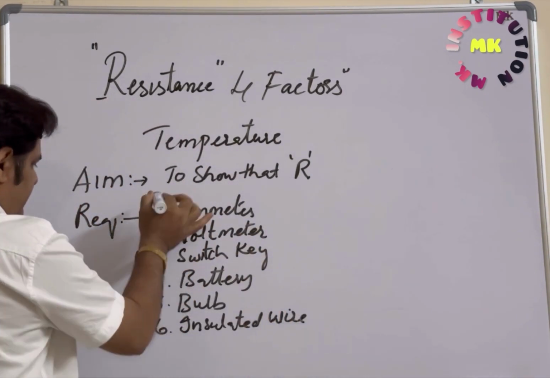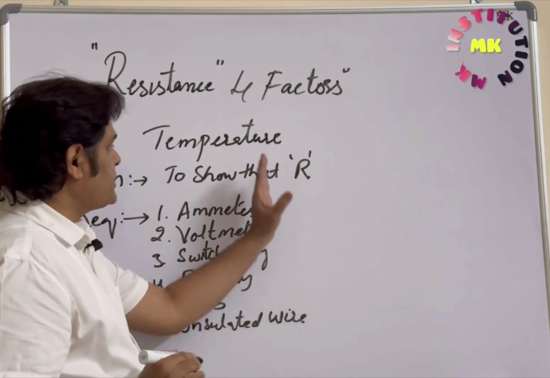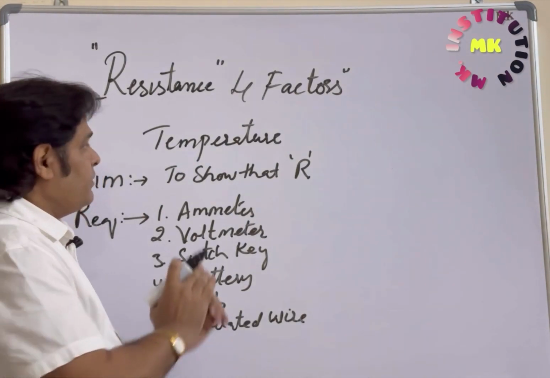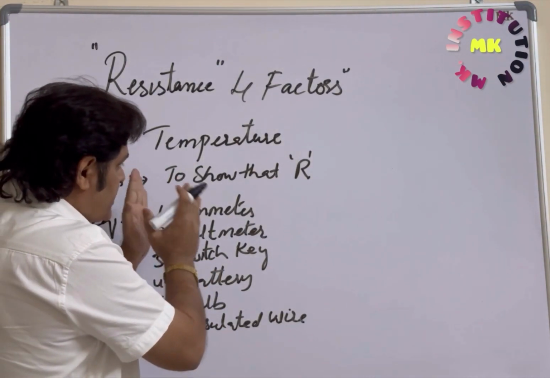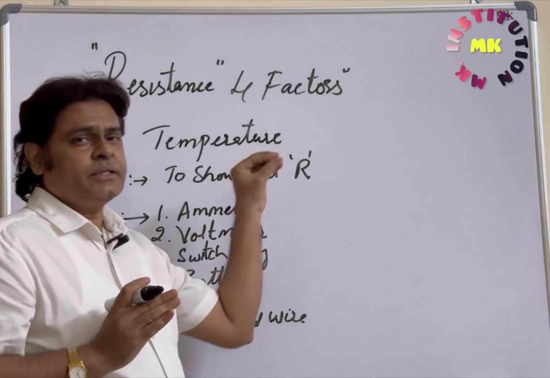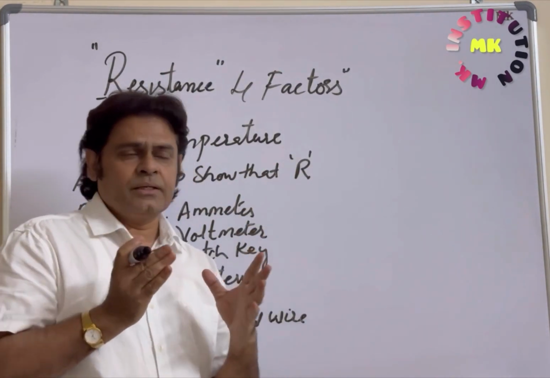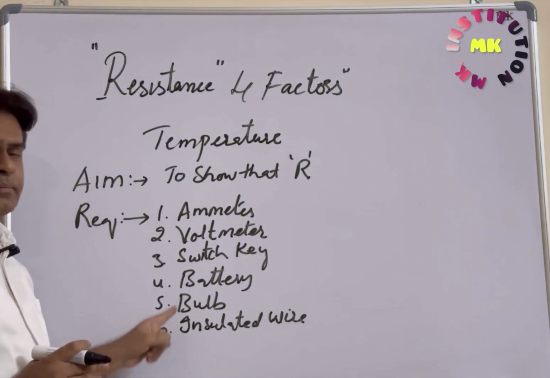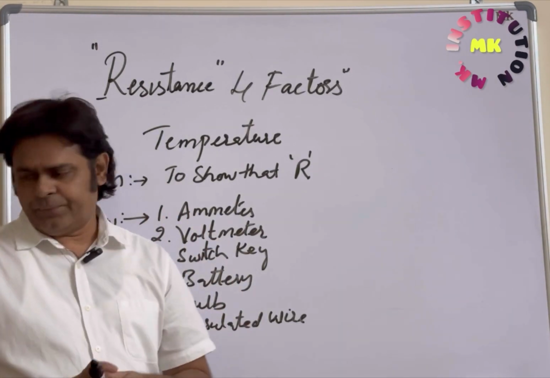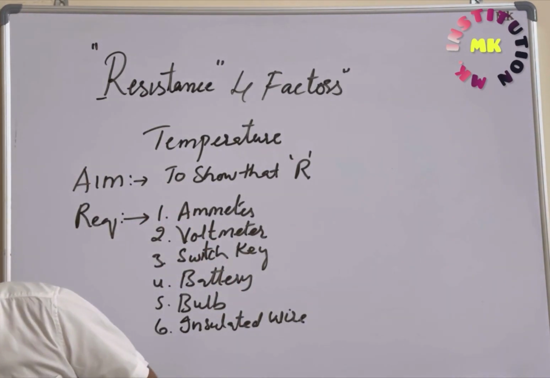Insulated wire. Clear? These are the requirements to do this activity. Which activity? We are showing that resistance purely depends upon the temperature. To show that, we require all these requirements. Insulated wire, the kind we use at home.